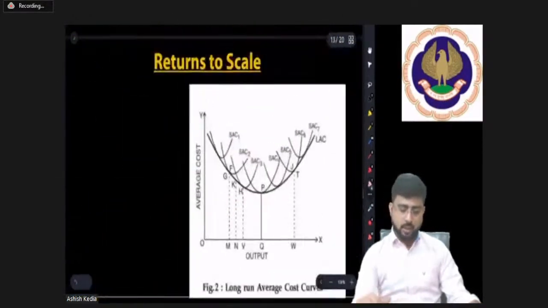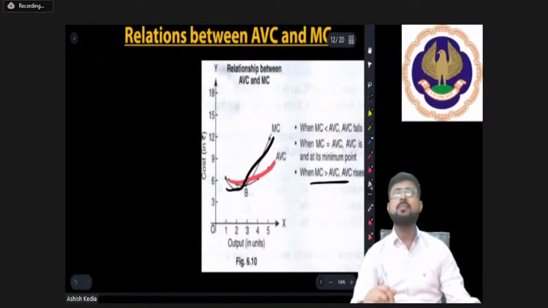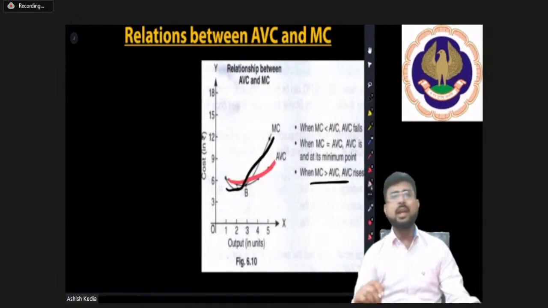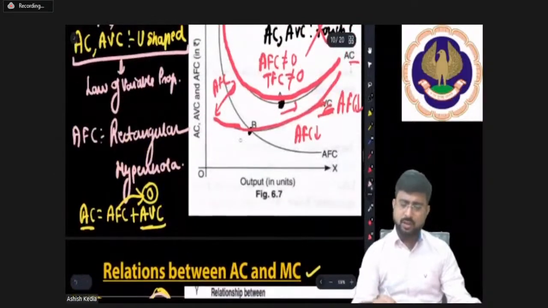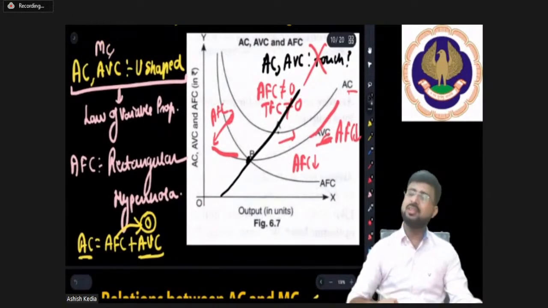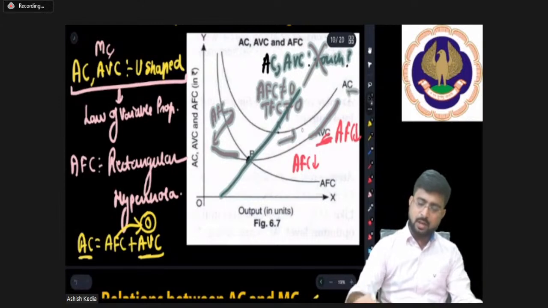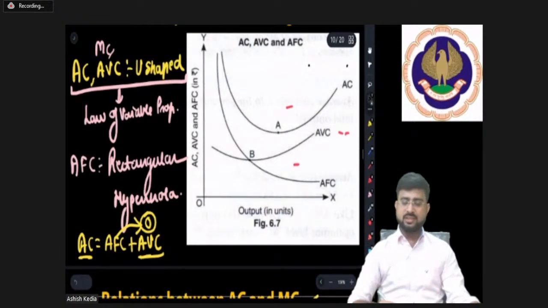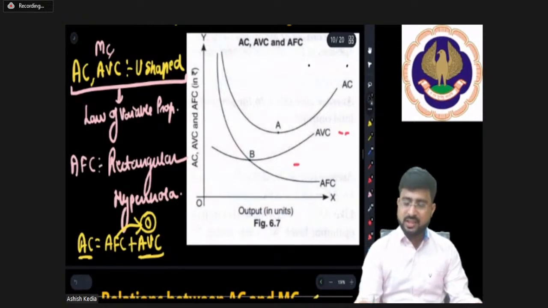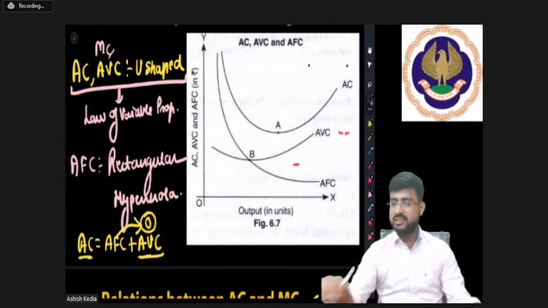Fantastic. Now moving on. Since we have understood this, we have also got the relation between AVC and MC. Another question that comes in exams very often is, which minimum point comes first? Because MC is intersecting both AVC and AC at their minimum points. Yes or no, everyone? Yes, sir, it indeed is.